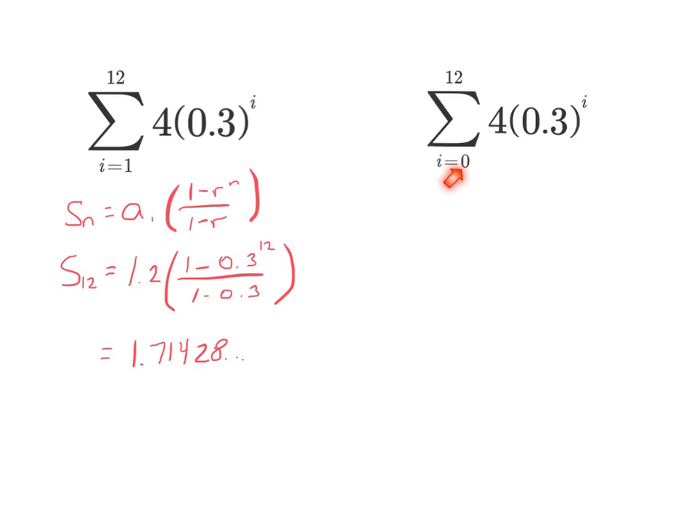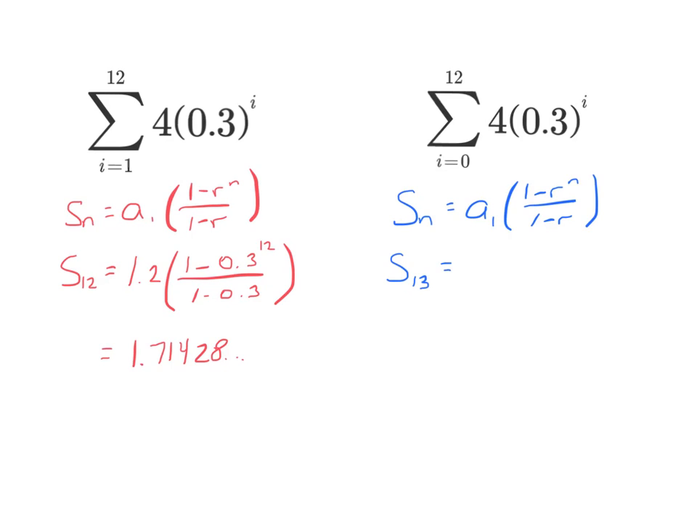So now with the second sum, notice that we're not starting at i equals 1, we're starting at i equals 0. So if we're using the same formula, our first term we're going to get by substituting 0, not by 1. So here we have the sum. Now we're adding up 13 numbers. If we go from 0 to 12, including 0 and 12, that's 13.